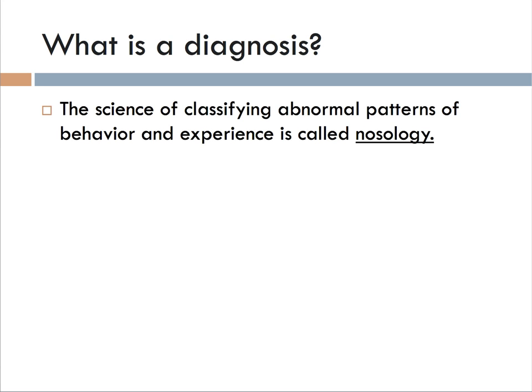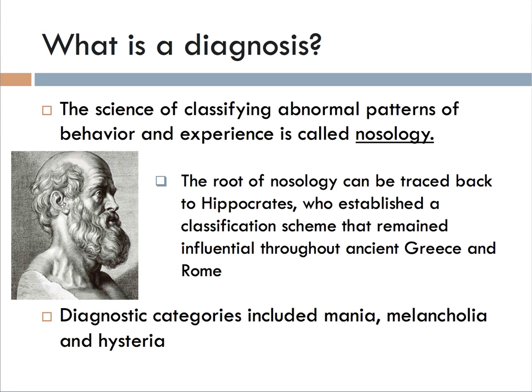The science of classifying abnormal patterns of behavior and experience is called nosology. And the root of nosology can be traced back to Hippocrates, who established a classification scheme that remained influential throughout ancient Greece and Rome. Remember, he was the guy who believed that mental illness was caused by a disease, specifically an imbalance in the four humors. And based on that theory, Hippocrates categorized people as manic or sanguine, having too much blood, melancholic, too much black bile, or hysterical, caused by too much yellow bile.